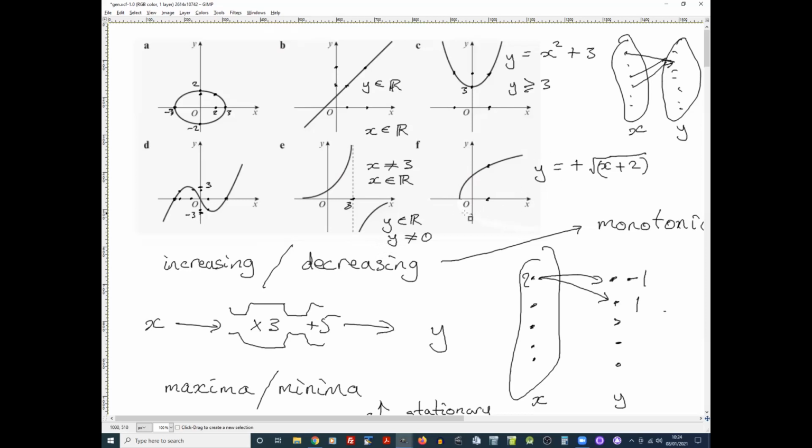But what are the domain and range of part F? Domain would be x is greater than whatever the point is, near the origin. So the domain is greater than -2 or whatever. And the range is y is greater than 0, but less than the asymptote.